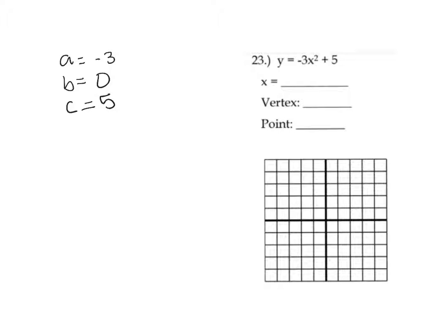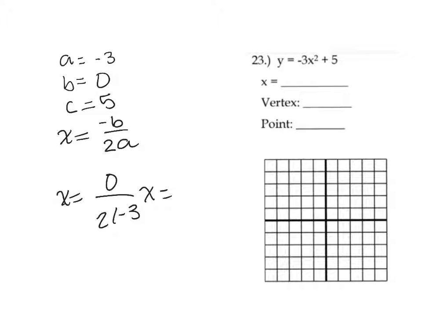Now I can find my axis of symmetry using the formula x equals negative b over 2a. The opposite of 0 is 0 over 2 times negative 3. So I know the x will equal 0 because 0 divided by negative 6 is 0. So x equals 0. So this is going to go through the origin.